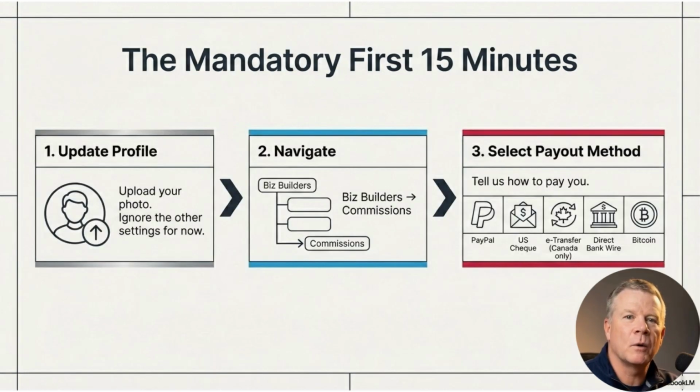Let's talk about the most important first 15 minutes. Step 1, update your profile. Upload your photo and get your account ready. Step 2, navigate to your commissions area through Biz Builders. And Step 3, select your payout method. This is simple but critical because until this is done, nothing else matters. This is you flipping the switch from account created to business activated.